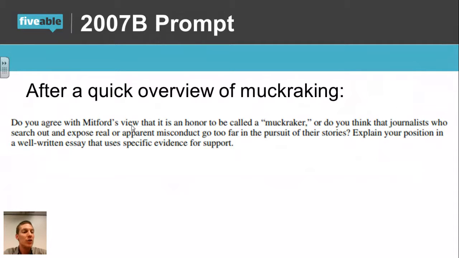So let's read it. Do you agree with Mitford's view that it is an honor to be called a muckraker? Or, and then they define muckraking for you, which is really nice, do you think that journalists who search out and expose real or apparent misconduct go too far in the pursuit of their stories? You get to choose a side here. And then it says, always explain your position in a well-written essay that uses specific evidence for support.